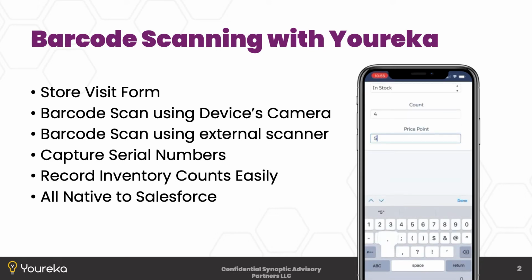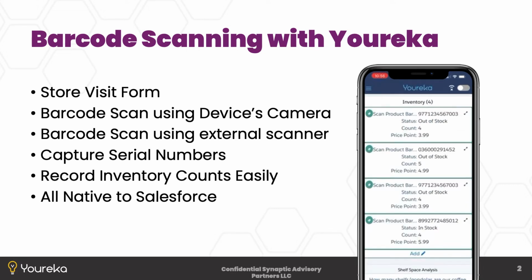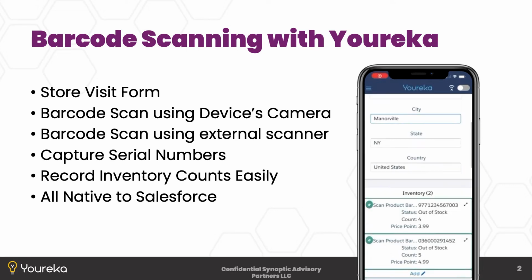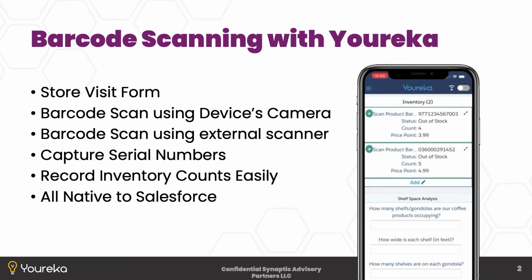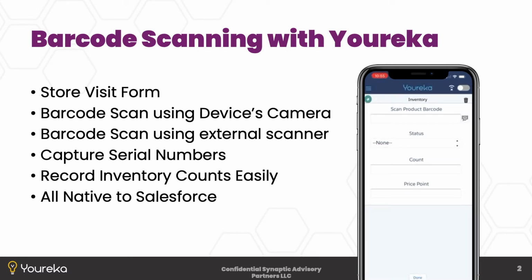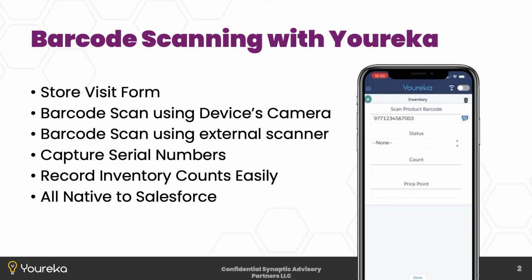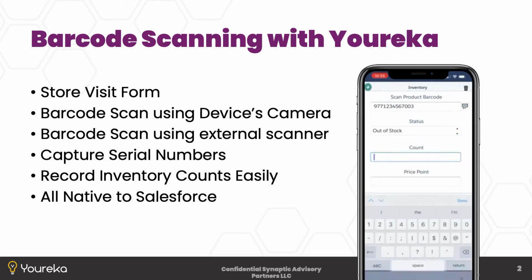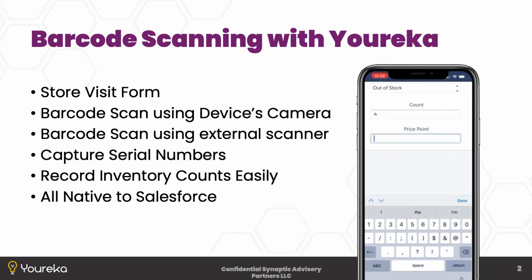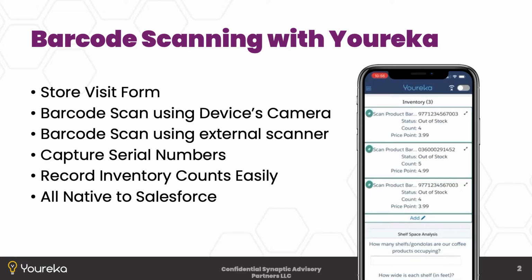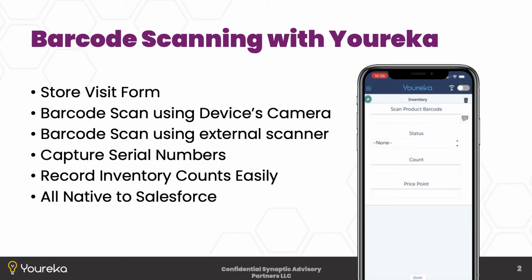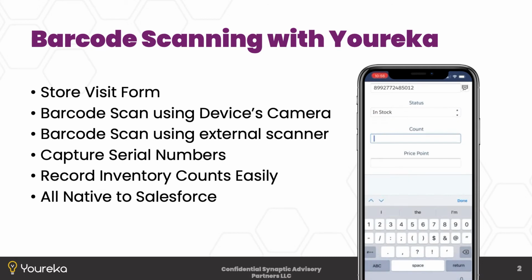So I'm going to show you two ways to do it. Number one is kind of like the Youreka native way, which is to use the device's camera to be able to scan the ID on a barcode. But then the other way is to use an external scanner. So sometimes people have like a Bluetooth scanner or a scan gun that is connected to their device. And so I've got an example of that I'm going to show you today. We're going to capture some serial numbers really quickly. We're going to record inventory counts easily, and it's all going to be native to Salesforce.